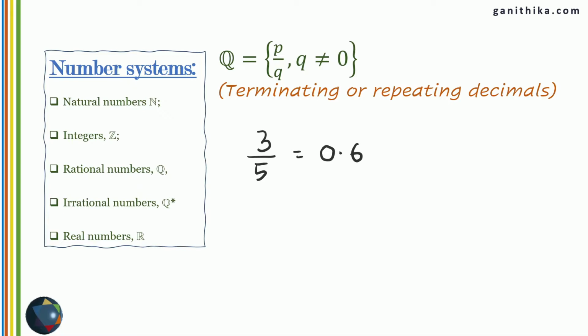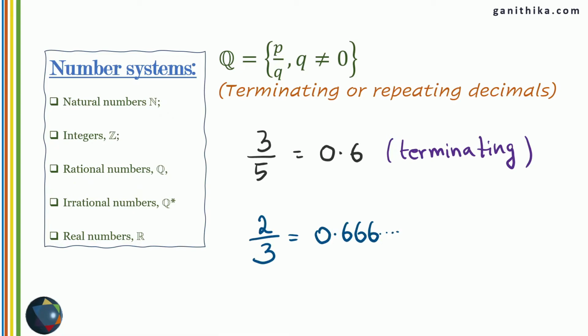This is a decimal which is terminating. So this is a terminating decimal, which is a rational number. Another rational number, say for example 2 over 3, can be written in decimal form as 0.666..., and you can see that this is a repeating decimal. So either repeating or terminating decimals are rational numbers in decimal form. So it's either a fraction, or in decimal form it should be terminating or repeating decimals.